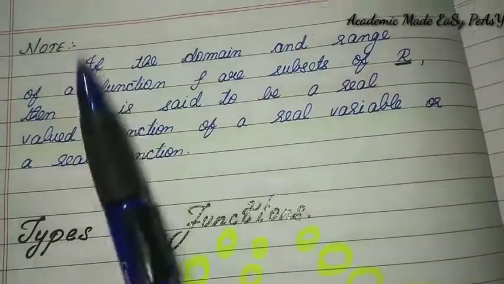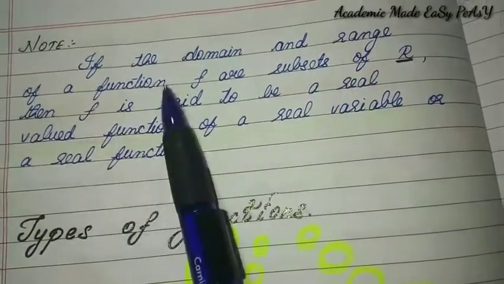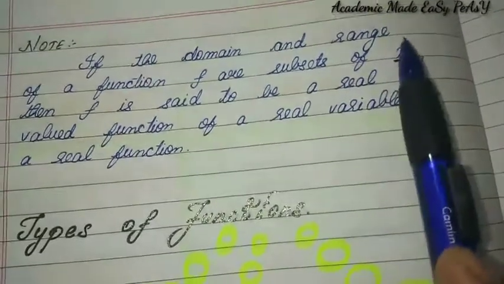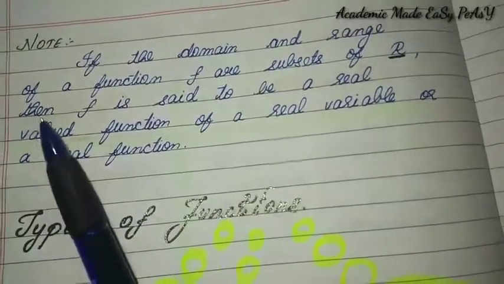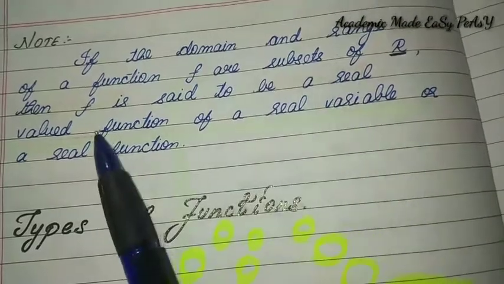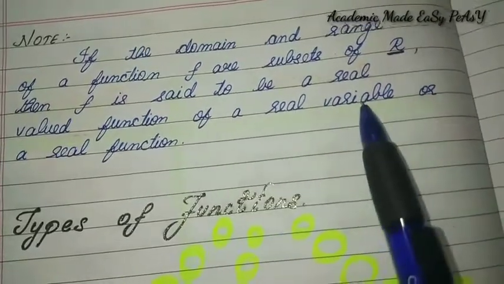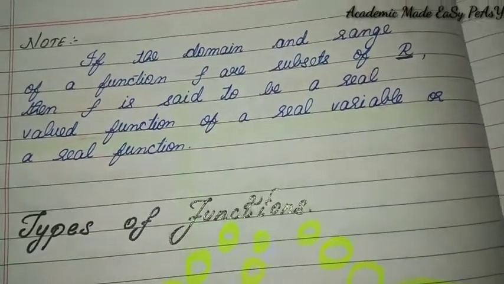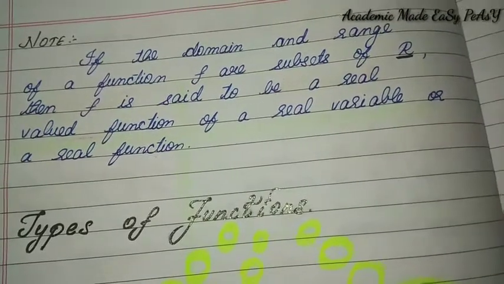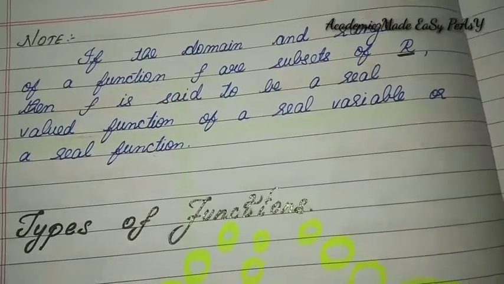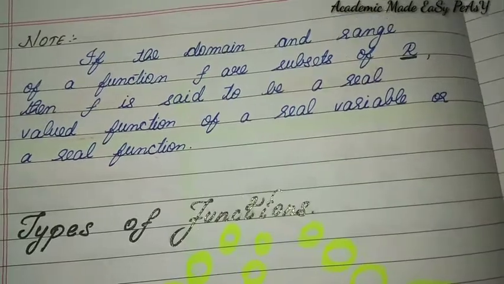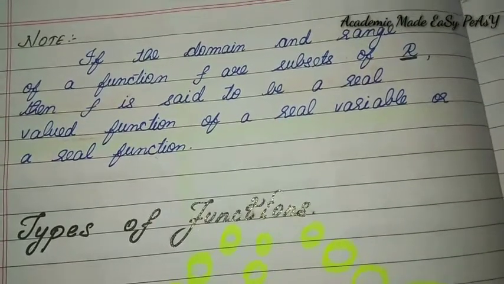That is the difference. So an important note: if the domain and range of the function f are subsets of R, that is real numbers, then f is said to be a real valued function of a real variable, or a real function. If domain and range have real numbers, then it is called a real valued function of a real variable or a real function.